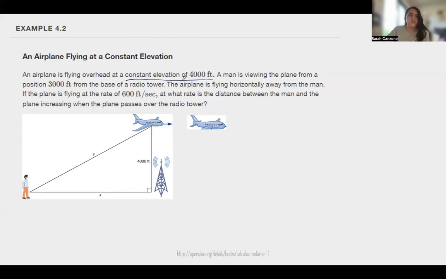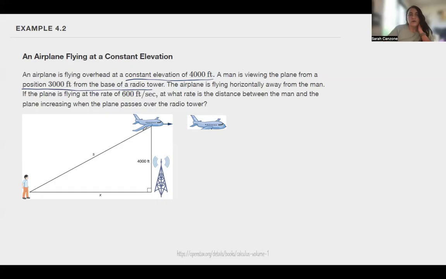So this isn't saying that the rate is 4,000 feet. This is saying the elevation is 4,000 feet. Since it's constant, we can actually plug this value in from the beginning. But this is the only case that we'll be able to plug something in from the start. We don't even necessarily need to. It won't change it if we don't. A man is viewing the plane from a position 3,000 feet from the base of the radio tower.